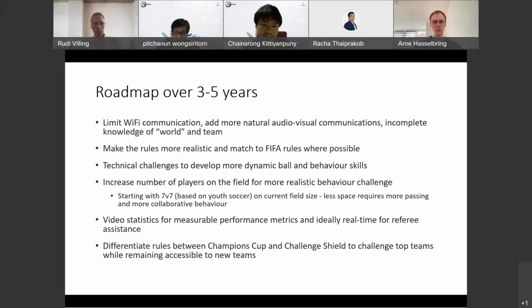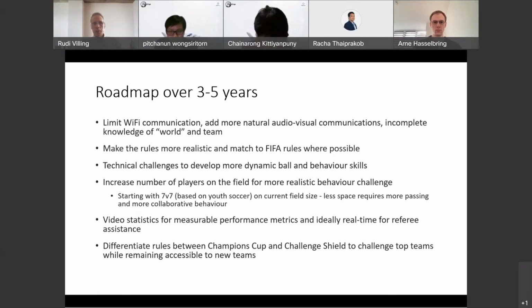Over the next 3 to 5 years, what we're doing in the SPL then is we're limiting the Wi-Fi communication, adding more natural audio-visual communication to allow for this incomplete knowledge of the world and the team. We want to make the rules more realistic and match the FIFA rules where possible, so you'll see gradual change in the rules along these lines. We're adding technical challenges to develop more dynamic ball and behavior skills. So this is to make the robots generally more skillful and to make them cooperate more. This is particularly important as we move to larger team sizes.